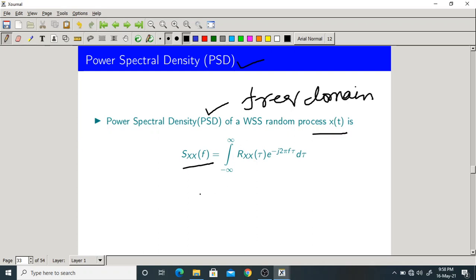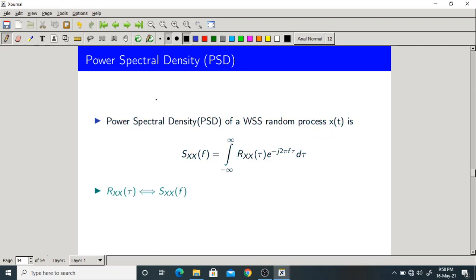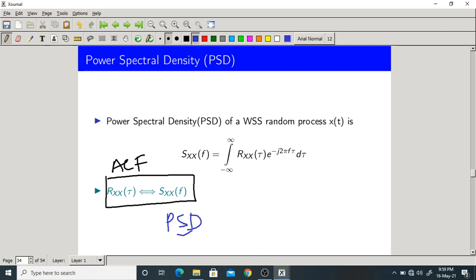Now what is the formula? Simply it is the Fourier transform of the autocorrelation function or self-correlation function. This is the ACF and this is the PSD. They are Fourier transform pairs, which means if you take the Fourier transform of the ACF, you get the PSD, and if you take the inverse Fourier transform of the PSD, you get the ACF.